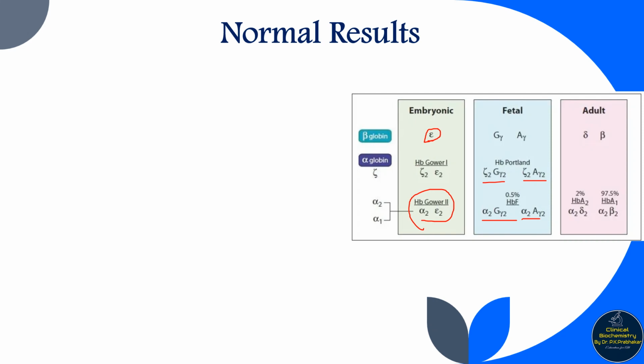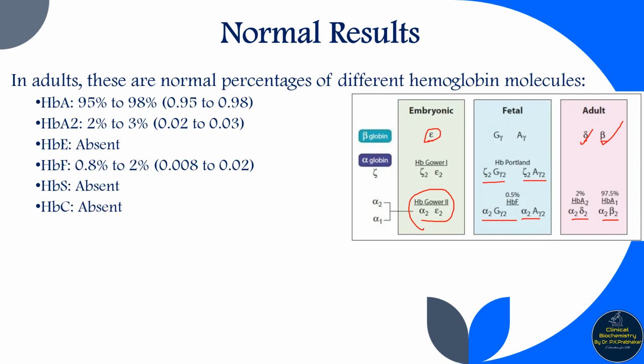In the case of adult, we have alpha and beta. So we have alpha 2 beta 2, that is HbA1, and alpha 2 delta 2, that is HbA2. So in the adult, we have two forms of the beta-type chain: either it will be the beta form or the delta form. When it is alpha 2 delta 2, that is called HbA2, and when it is alpha 2 beta 2, that is HbA1.